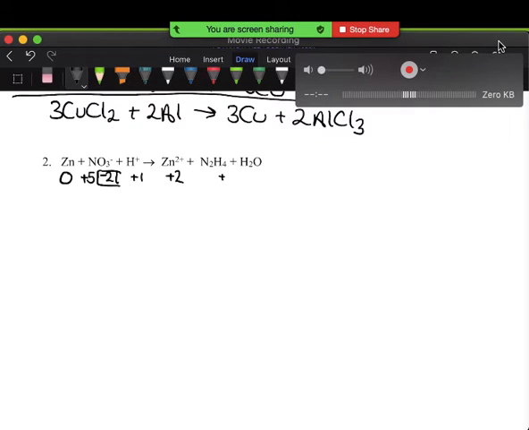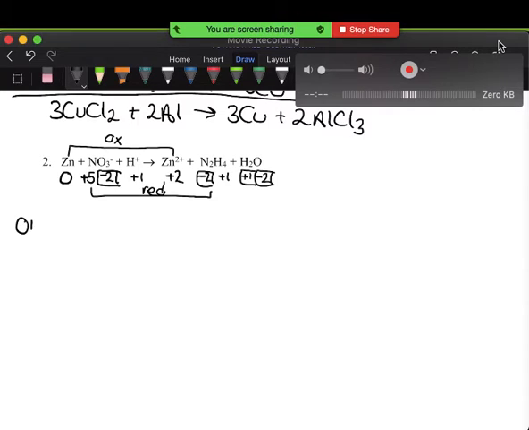Here, this is going to be +1. There are 4 of them. It means here each nitrogen must be worth -2. And over here for water, it's always -2, +1. So now I look across my line. Zn to Zn2+ is an oxidation. +5 to -2 is a reduction.